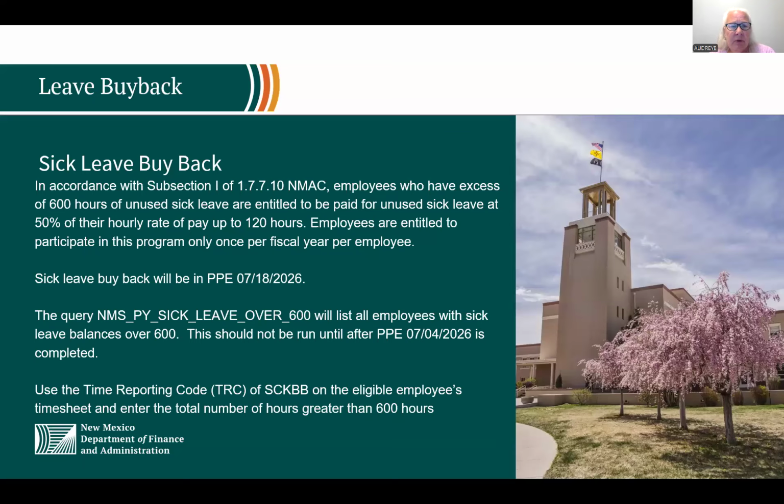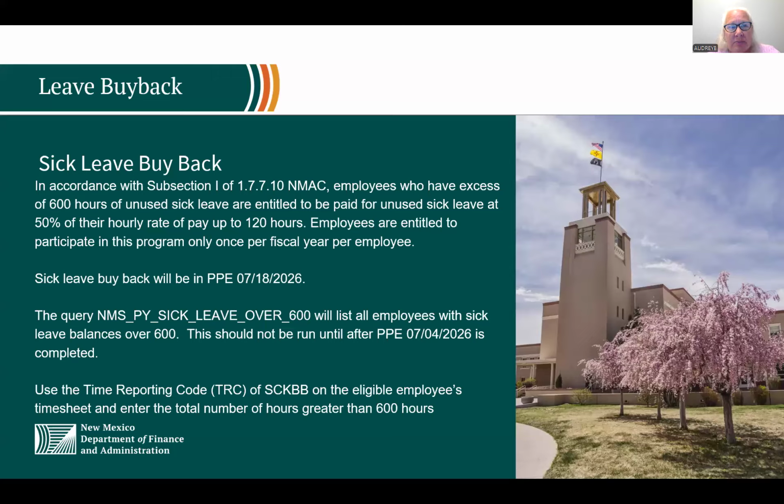Sick leave buyback. Every year we do sick leave buyback twice a year: the first full pay period in January and the first full pay period in July. This is in accordance with subsection 1.7.7.10 of NMAC rules. Any employee that has an excess of 600 hours of unused sick leave is entitled to sell back those additional hours, up to 120 hours, at 50% of their hourly rate of pay. Employees are only allowed to do this one time per year.